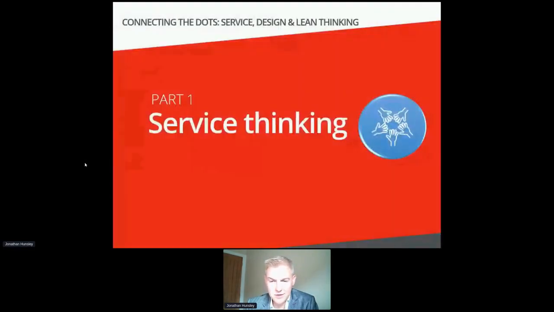So that's a quick introduction, and we're now going to look at these thinking approaches in more detail. And we're going to start with service thinking.